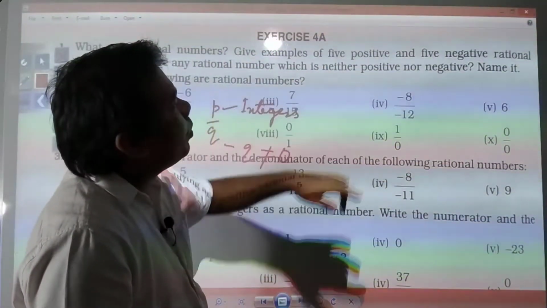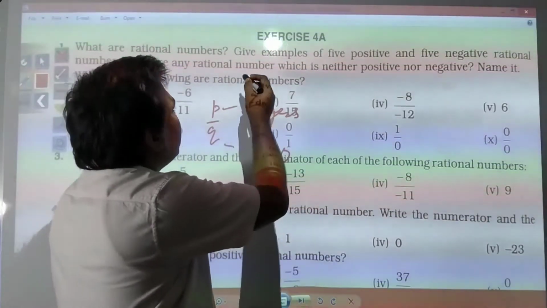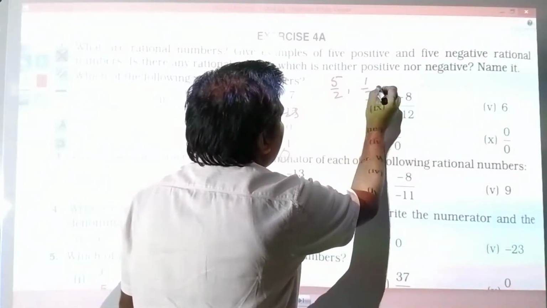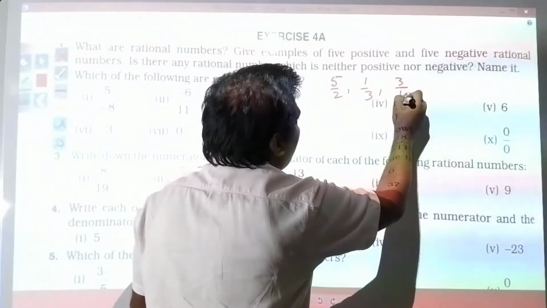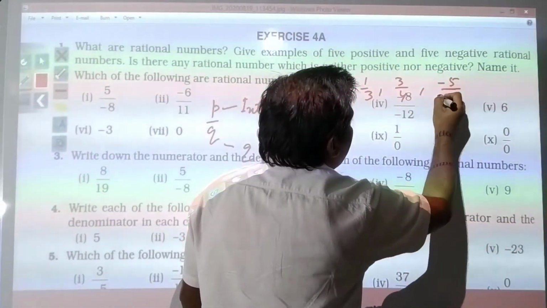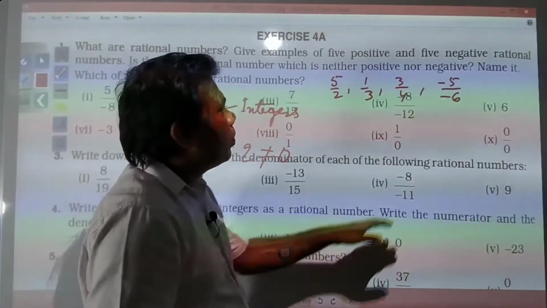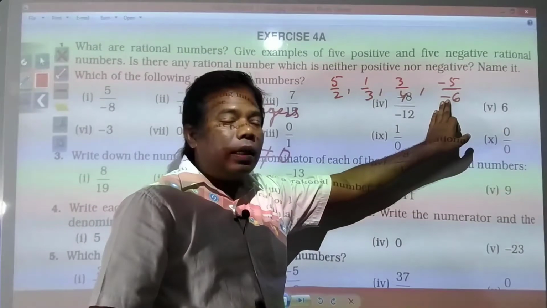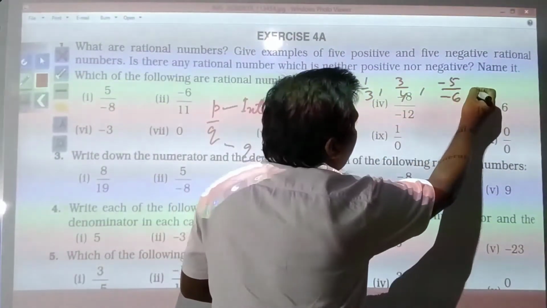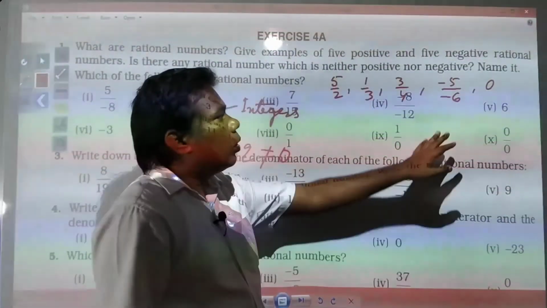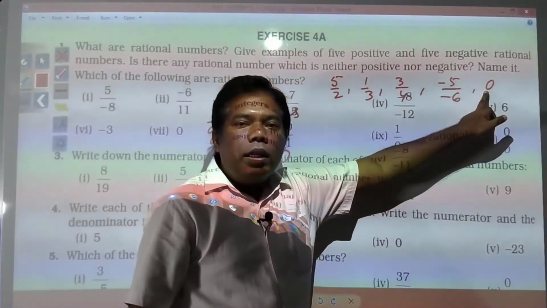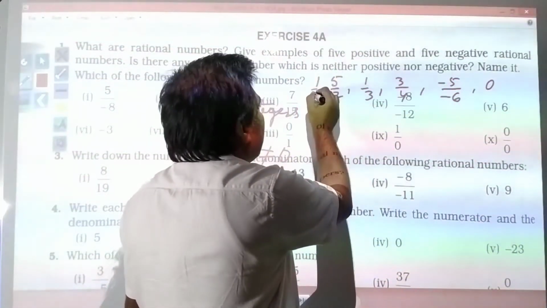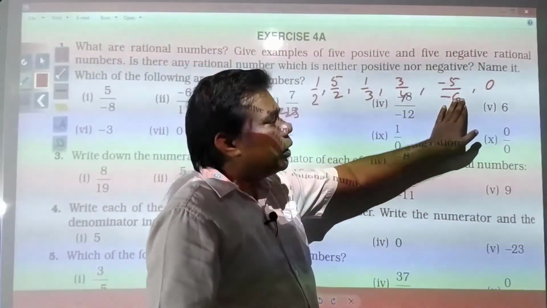Give examples of 5 positive and 5 negative rational numbers. Here you see 5 positive, it may be 5 by 2, 1 by 3, 3 by 4, minus 5 by minus 6, because this is also a positive rational number; if the same sign is there in numerator and denominator, that is called a positive rational number. Or you can write even 0 also, because 0 by 1 is a rational number, so we can write 0 as 0 by 1, or if you want you can write any other number also. So these all are positive rational numbers.